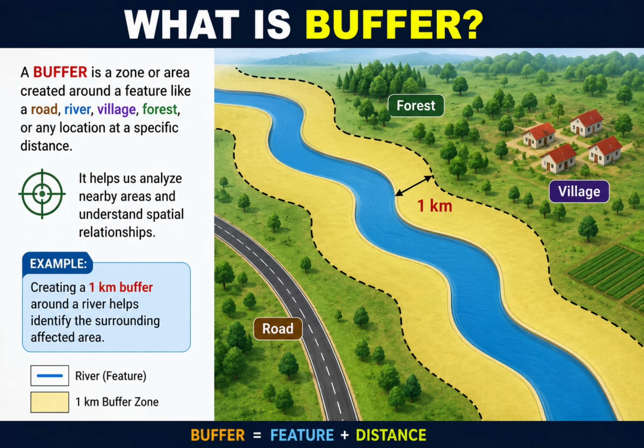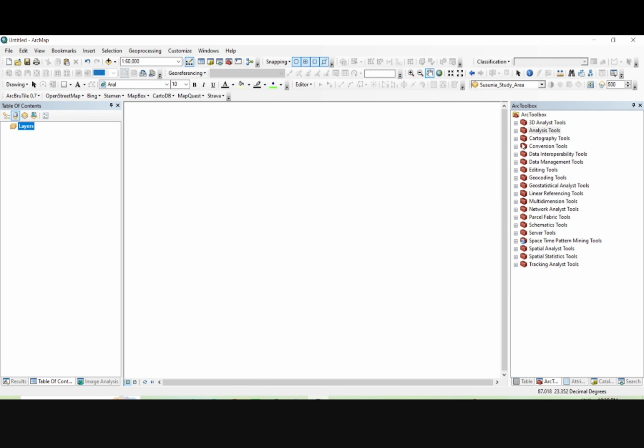For example, in this image you can see that I create a buffer of 1 km by 1 km beside the river. So what will be the result? We understand that if any flood or any other type of damage happens, we can understand how much area will be affected by the flood and other hazards. So this is the concept of buffer.